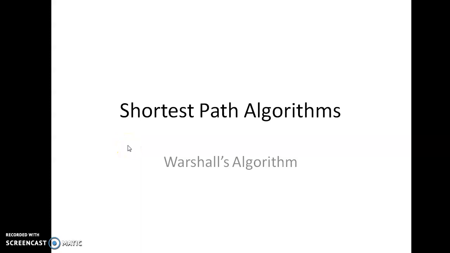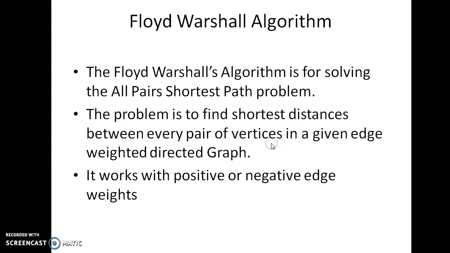The disadvantage of Dijkstra's algorithm is that it is used only to find the distance between a single source and multiple destinations. But Floyd-Warshall's algorithm is used to find the distance between all sources and all destinations. That's why it is called the all pairs shortest path algorithm. And it works with either positive weights or negative weights. But Dijkstra's algorithm will not work with negative weights.